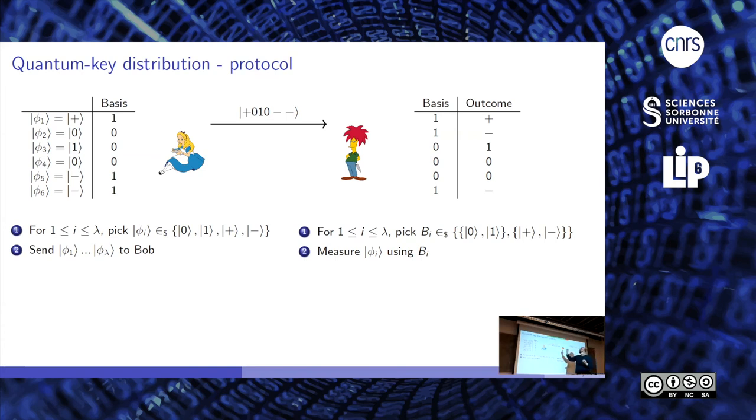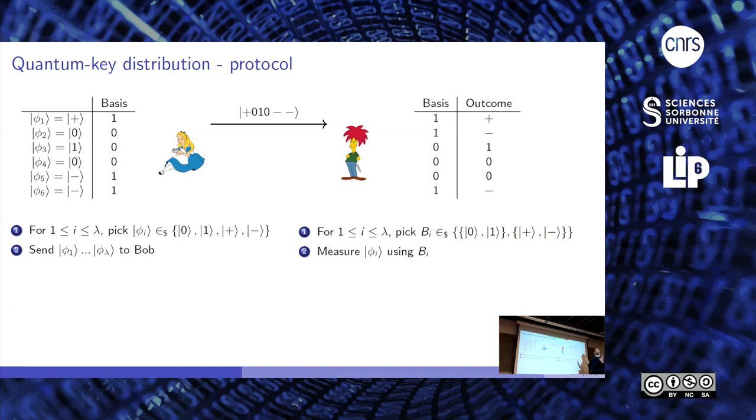Because if Alice creates something in the plus-minus basis, and Bob decides to measure in the plus-minus basis, then the outcome cannot be different, right? So if nothing happened in this communication, the outcomes should be the same as what Alice sent. But sometimes Bob picks a different basis from what Alice had. And in this case, his outcome would just be a random value. But we'll see how they will get around this.